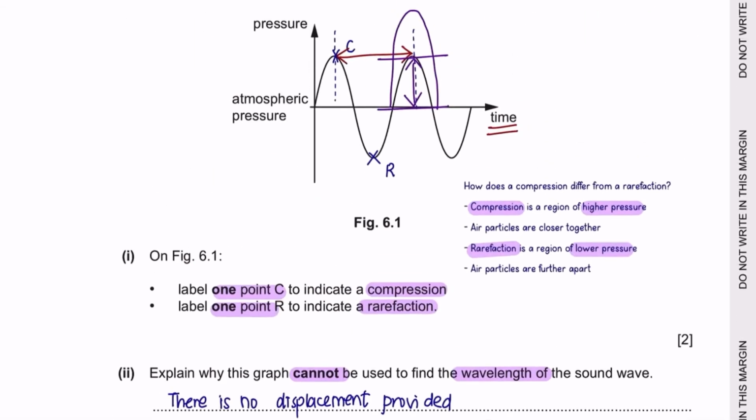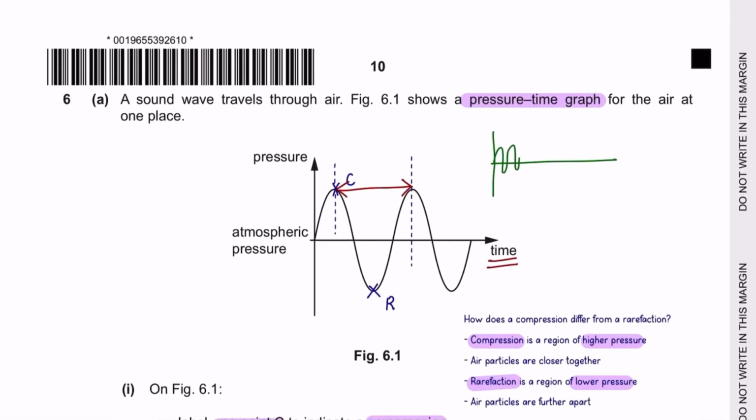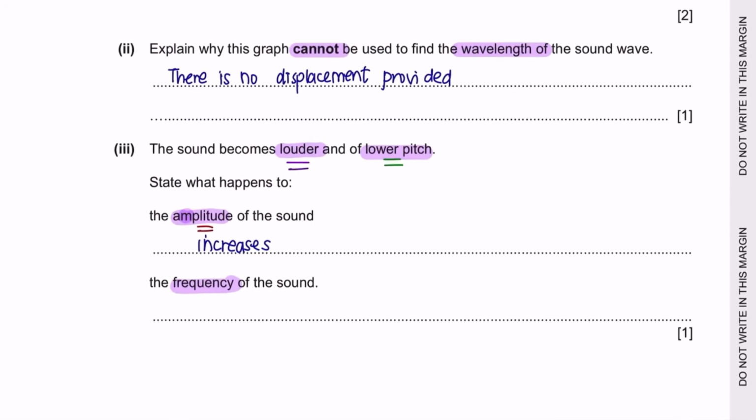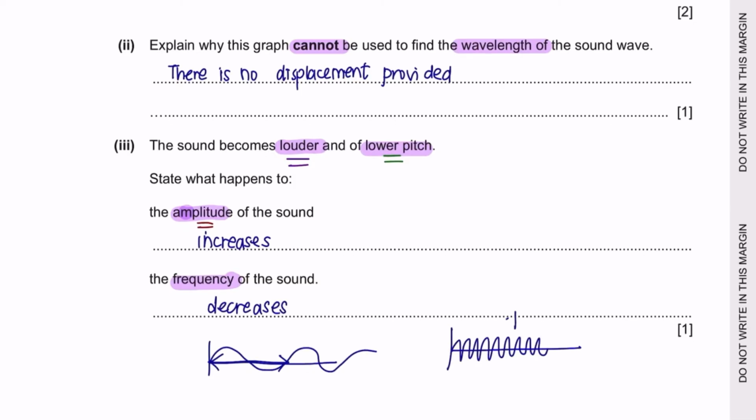And the frequency of the sound relies on how close the wavelengths are to each other. The closer they are, the higher the pitch. And the further away they are from each other, the lower the pitch. So for lower pitch, the wavelengths will be further away from each other. Means that the frequency right now decreases. A higher frequency means a higher pitch, and the wavelengths would be closer to each other.